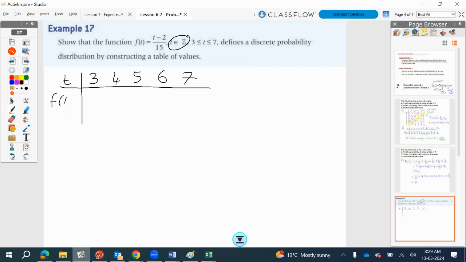We've got f of t. If we put 3 into this, what value will we get? 1 over 15. So if we put in 3 here, we've got 3 minus 2, which is 1. We've got 1 over 15. What about 4? 2 over 15. 5? 3 over 15. The next one? 4 over 15. The next one? 5 over 15.